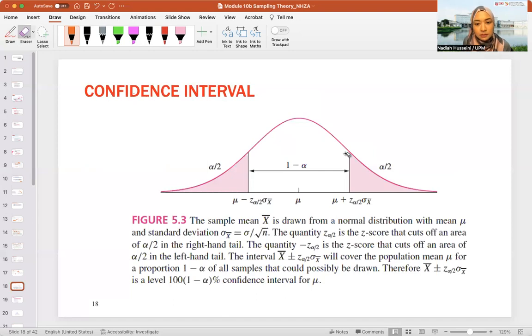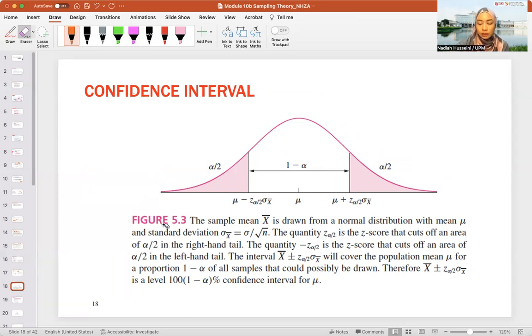So this is your normal distribution. The sample mean is drawn from a normal distribution with mean mu and standard deviation of this guy. We know this from our central limit theorem. The quantity z, which is our cumulative distribution function, is the z-score that cuts off an area of alpha over 2.